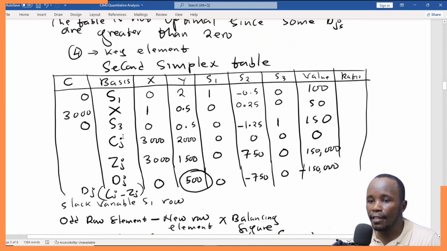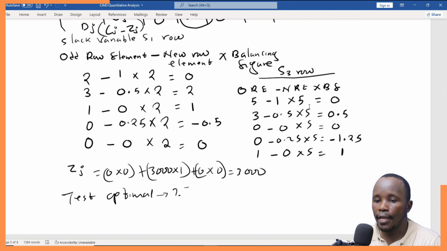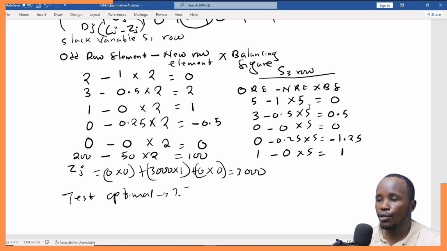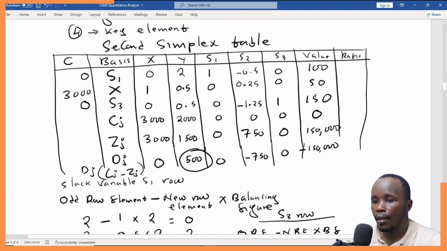When I was filling the values for the X row here, we had the initial value for this row. The initial value for this row was 200. Then here we had 50 multiplied by 2. That's why I wrote 100 here. I want you to take note of that, the reason why I wrote this 100 here.